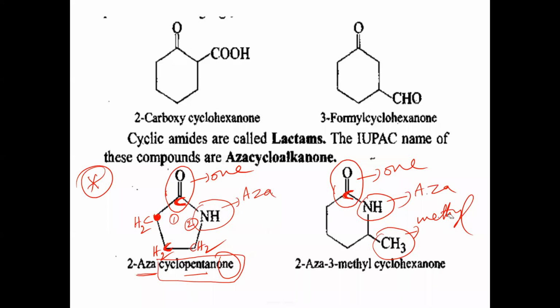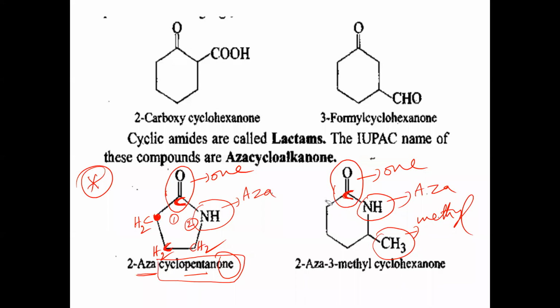So how many secondary prefixes? 2: AZA and methyl are the secondary prefix names. And the secondary suffix name is ONE. The ring is made up of 6 carbons, and in these 6 carbons, one carbon is replaced by AZA. When carbon is replaced by nitrogen or oxygen, this type of nomenclature is called replacement nomenclature, because carbon is replaced by nitrogen here. So we are giving the special name AZA.